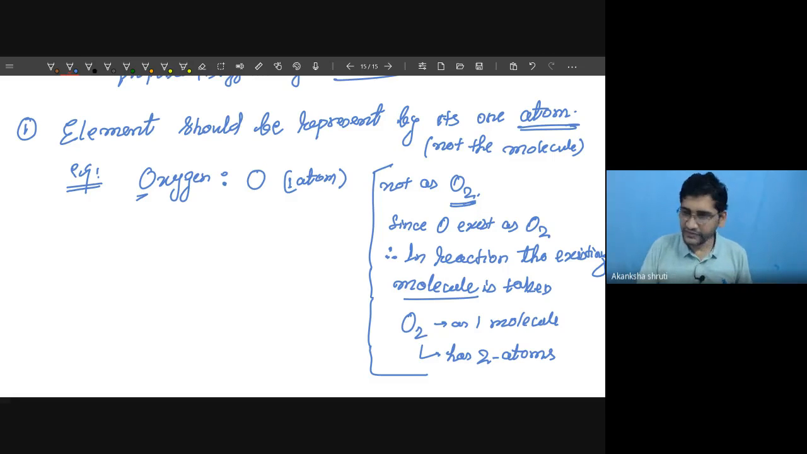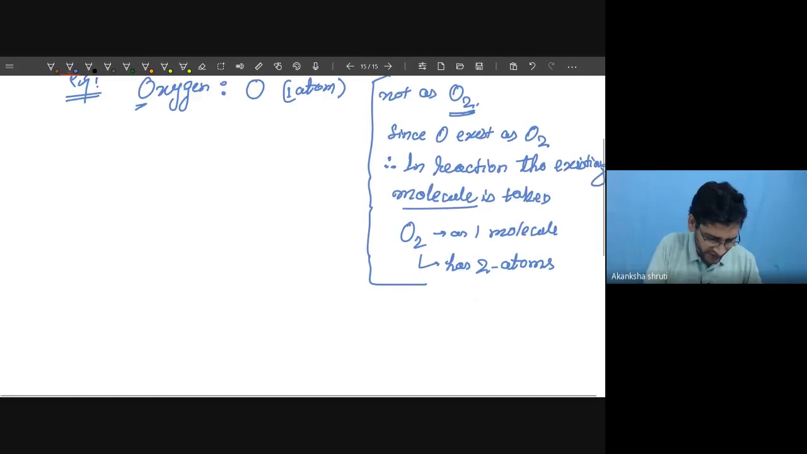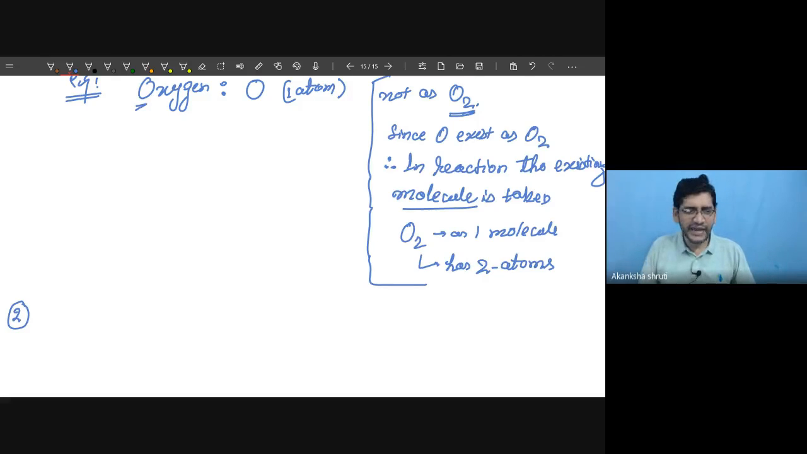That is one thing. So it was that proposition. An element should be represented by its atom, or by one atom only. Then coming to the next rule: the symbol for an element should start with the alphabet of that element, or the Latin name of that element.